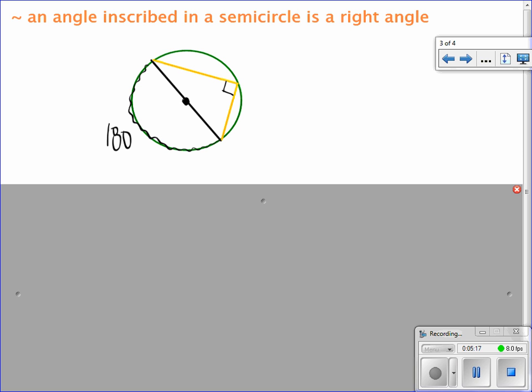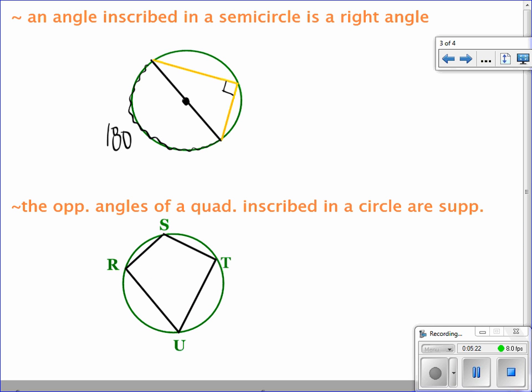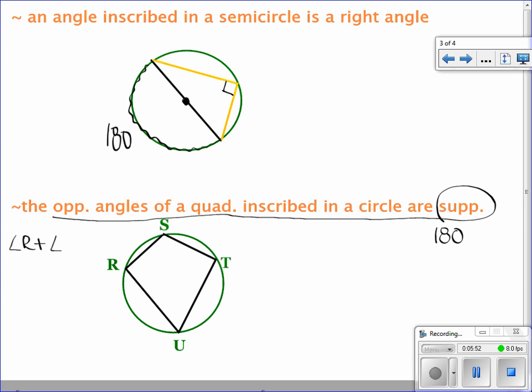Okay, here's another property that always works. If you have a quadrilateral that fits exactly inside of a circle, okay, it's inscribed inside of it, the opposite angles are going to be what? What does it say? Opposite angles of a quadrilateral inscribed in a circle are, what does that stand for? Supplementary, so they equal 180. Okay, so we would be able to say that angle R plus what other angle? Yep, that's the opposite one. That would have to equal 180, and same goes for S and U.